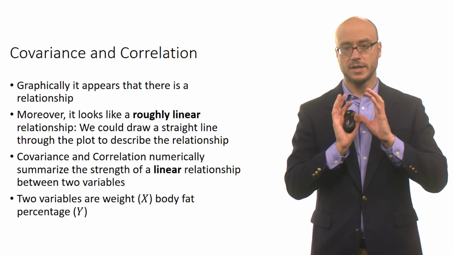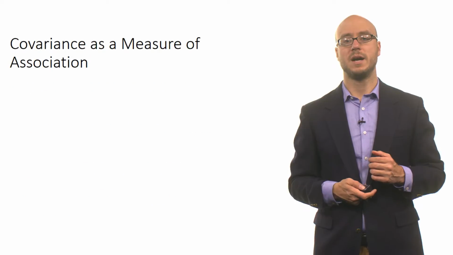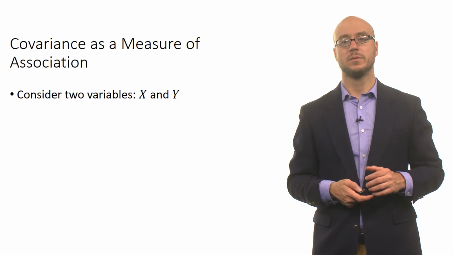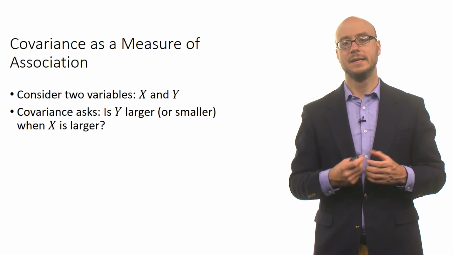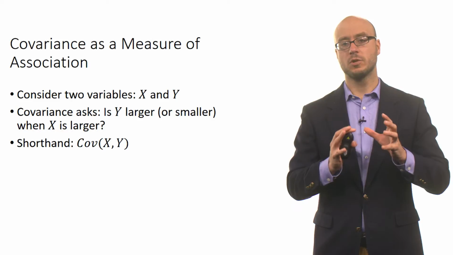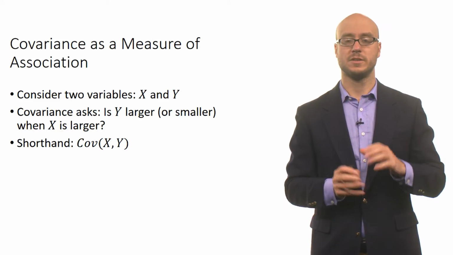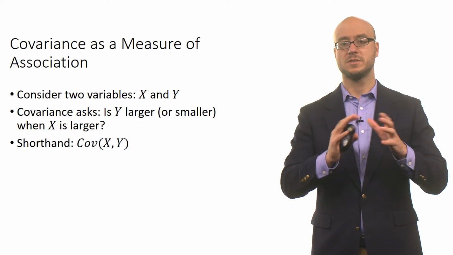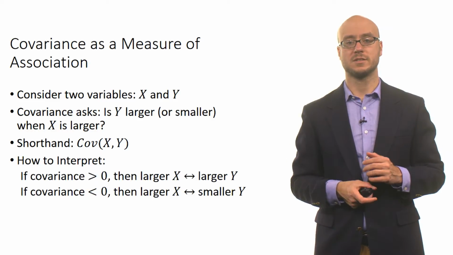But let's again look at this example where weight is our x variable and body fat percentage is our y variable. So we have these two variables, and what covariance is asking is: is y larger or smaller when x is larger? The shorthand for covariance, as we've just used, is COV x y. It's just shorthand for covariance of x and y.